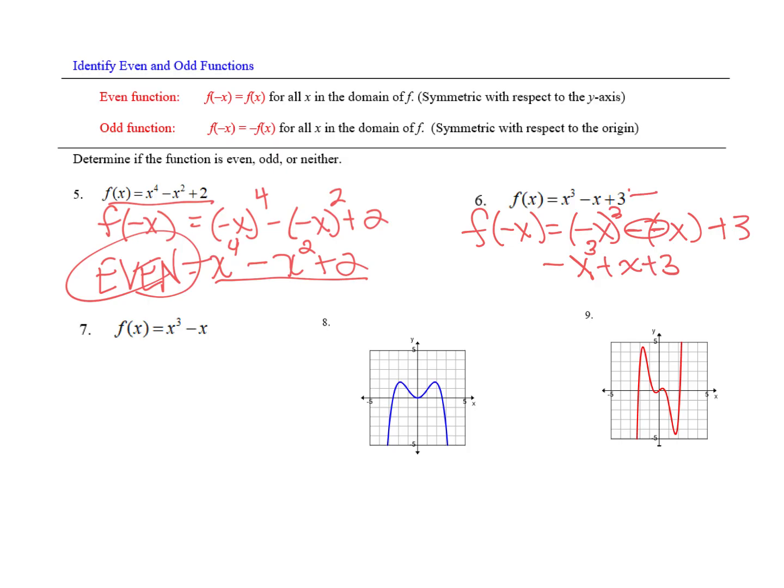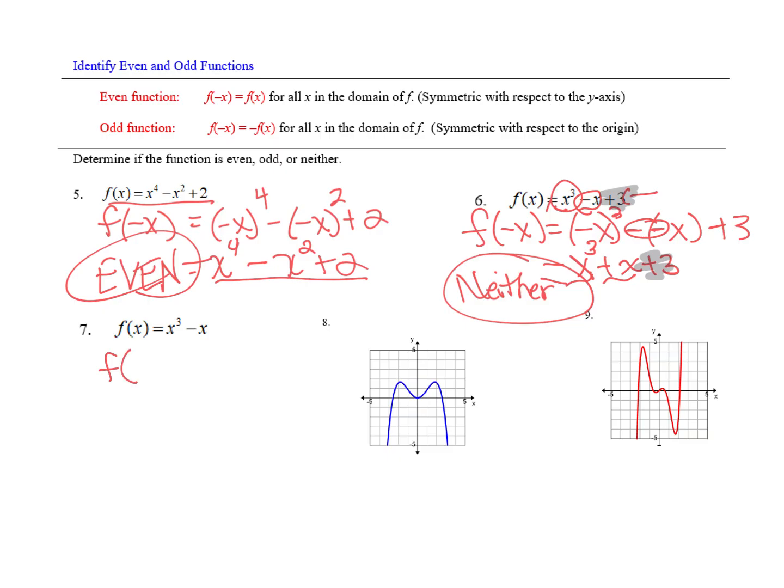Now compare that to the original. This is x cubed, negative x cubed, so that's opposite. This is negative x, positive x, that's opposite. But look at this last term. Look at the very last term. It's plus 3, plus 3. What that means is these are not exact opposites. They're also not exactly the same, so this would be a neither situation. This is neither even nor odd. Not all functions have symmetry, so neither is an option. So let's look at another one.